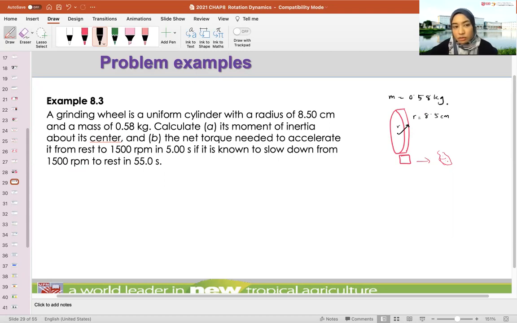So now this thing is not separated into particles. We don't know how many particles we have here. We don't want to know. We just use the table. So it's a cylinder, but we have to define its axis of rotation first.